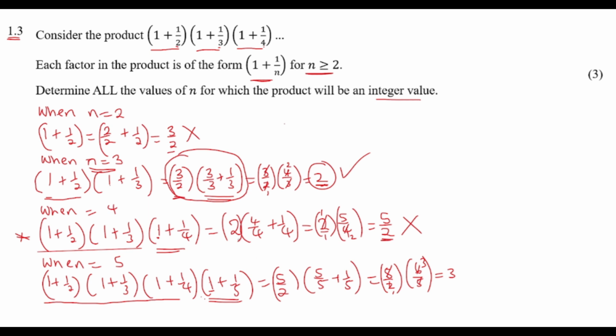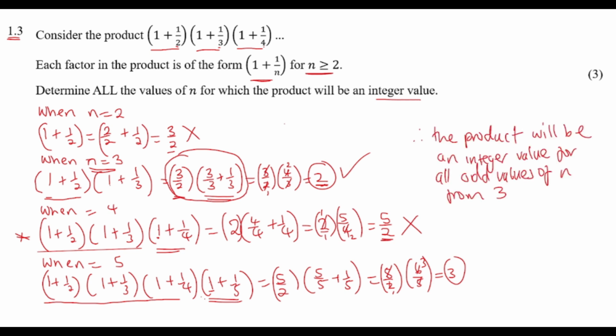Let's check here. If you check, if n is an odd number, then the product becomes an integer. Do you see that? And then if n is an even number, the product is not an integer. So it says, determine all values of n for which the product will be an integer value. So we can say the product will be an integer value for all odd values of n from 3, meaning that n should be 3, 5, 7, 9, 11. It goes on like that. So it means n should be an odd number, but from 3 and then going upwards.